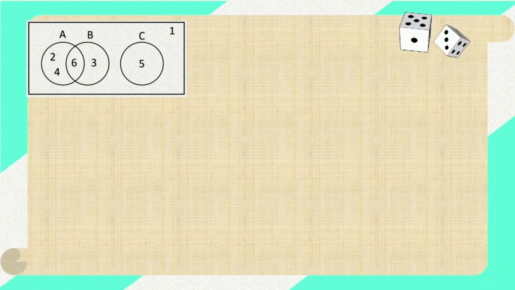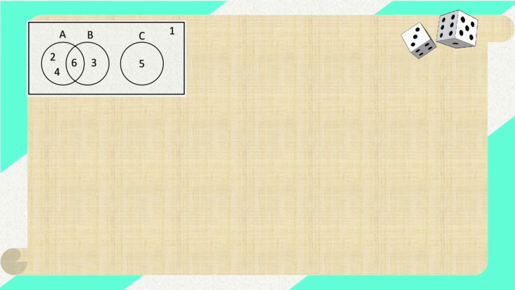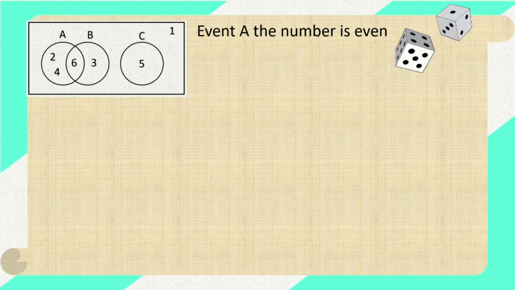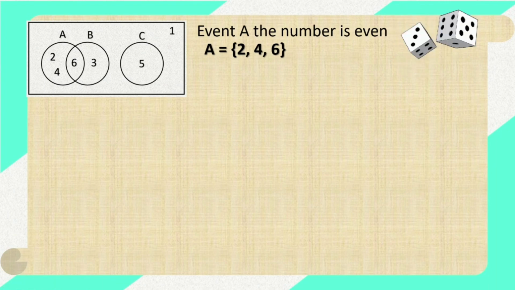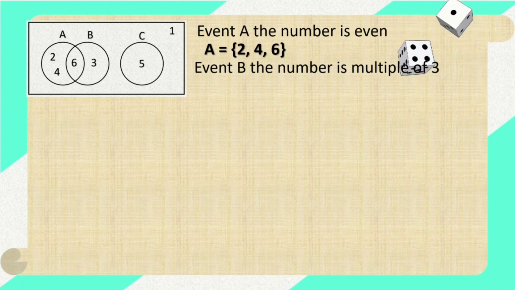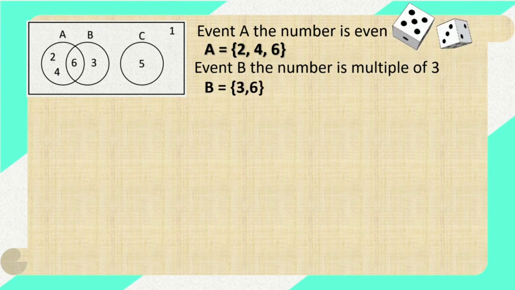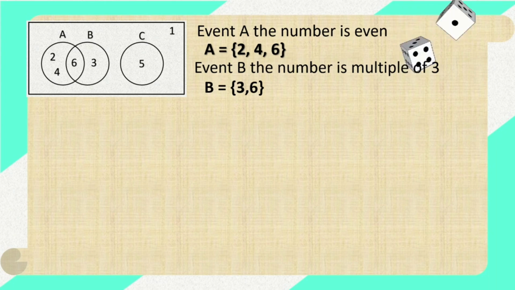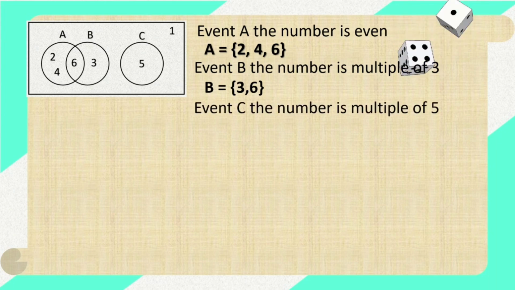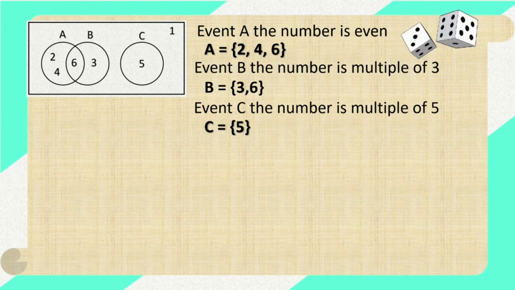In the Venn diagram, there are 3 events A, B, and C. Each event consists of elements. Event A, the number is even. So set A has the elements 2, 4, and 6. Event B, the number is a multiple of 3, or skip counting by 3. So in set B, the elements are 3 and 6. Event C, the number is a multiple of 5, or skip counting by 5. So the element in set C is 5.